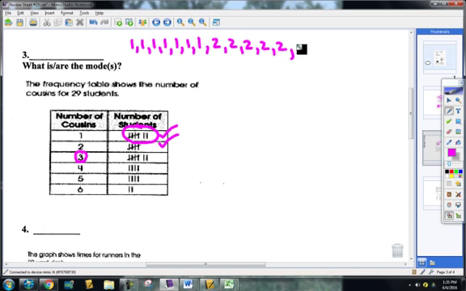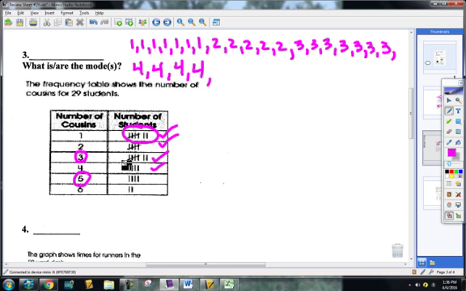How many people have 3 cousins? Oh, I got 7 again. Okay, how many people had 4 cousins? 4 people raised their hand. So I'm going to start my list down here, but it's carrying on from that. 4 people had 4 cousins. I'm done with that one. How many people have 5 cousins? 4 people raised their hand.